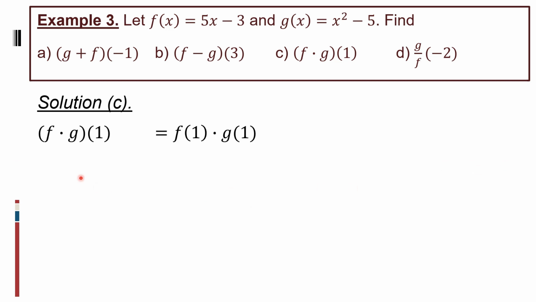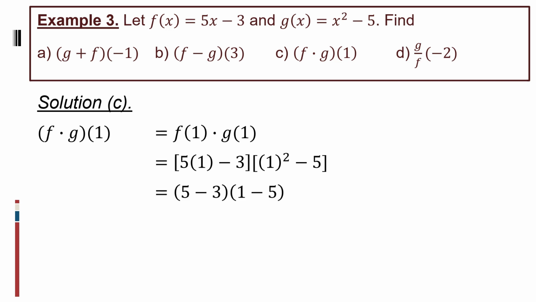For letter C, f times g of 1 is just equal to f of 1 times g of 1. So, f of 1 is 5 times 1 minus 3. G of 1 is 1 squared minus 5. So, that is 5 minus 3 times 1 minus 5, or that is 2 times negative 4, or negative 8.